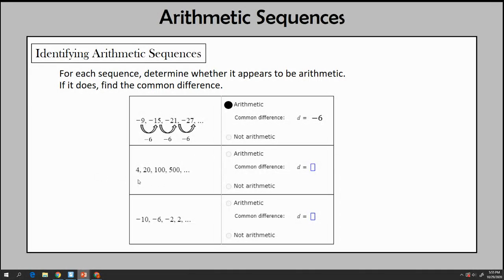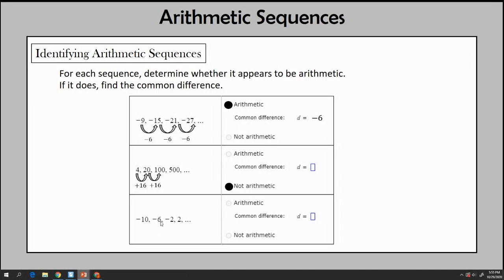How about the next one? 4, 20, 100, 500. From 4 to 20, add 16. From 20 to 100, if I add 16, this is not 100, right? 20 plus 16 is 36. So this is not an arithmetic sequence. It may be some other type of sequence, but it's not arithmetic, and that's the question. If it's not arithmetic, then you can't find a common difference.